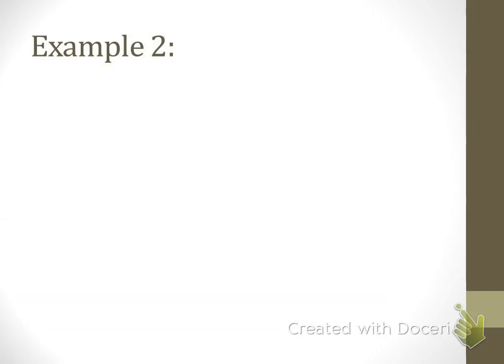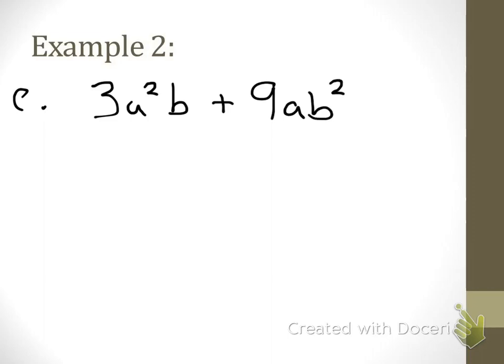All right, now on C, you have 3a squared b plus 9ab squared divided by 3ab. All right, let's go ahead and pause the recording so that you can work this one on your own and see if you can come up with the answer.